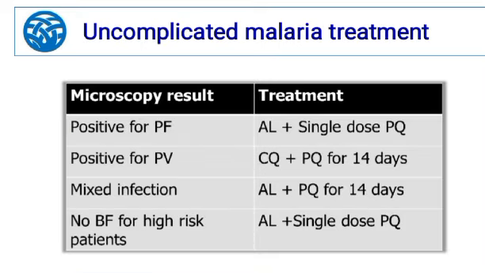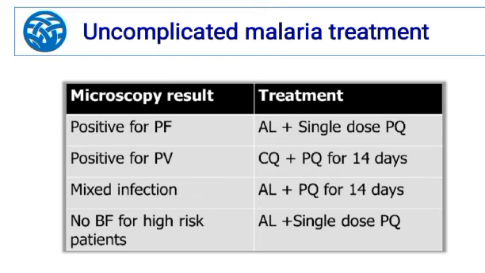Uncomplicated malaria treatment. Microscopy result. If positive for Plasmodium falciparum, the treatment is AL, or artemether-lumefantrine, plus single dose primaquine. If positive for Plasmodium vivax, the treatment is chloroquine plus primaquine for 14 days.